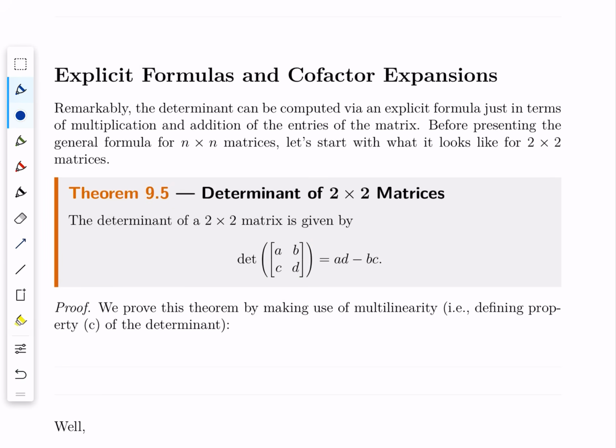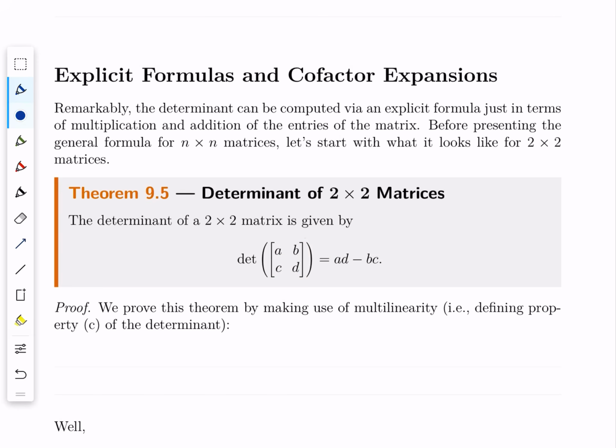So the way to think about this formula, the way to remember it, is you just take the entries on the main diagonal and multiply those together. That gives you this AD piece. And then you take the entries on the backward diagonal, B times C, and you subtract that product off. So you think of it as forward diagonal minus backward diagonal. That's what this formula is.